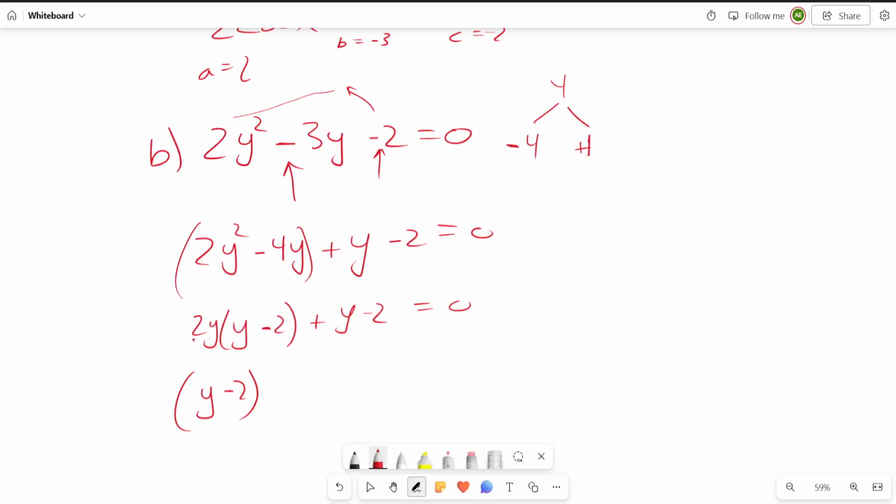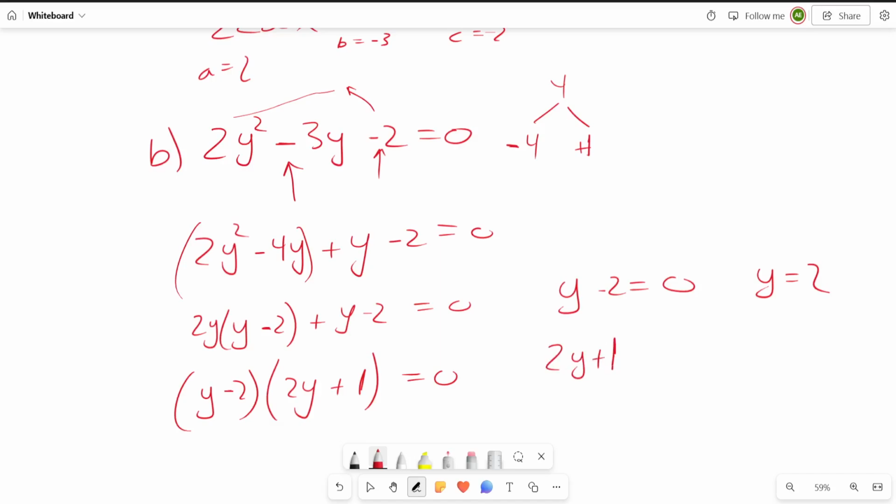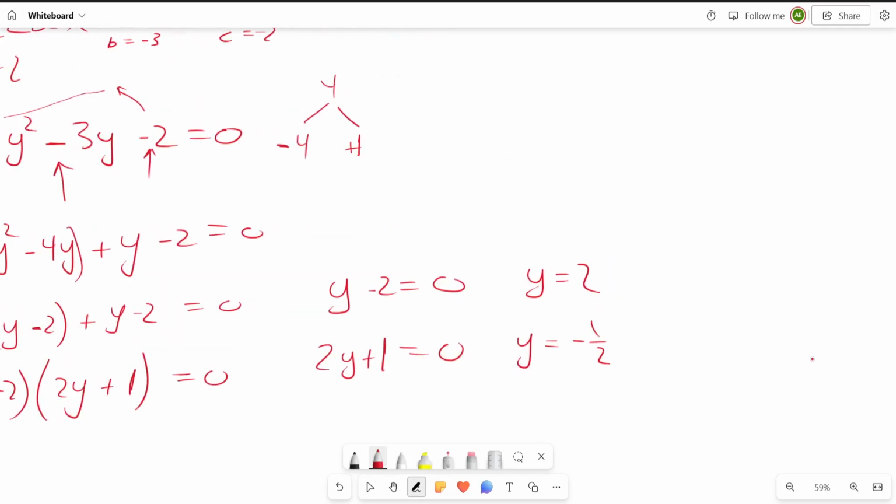So y minus 2 taken out of this first term, it will leave me with a 2y. And then y minus 2 taken out of this, which is basically y minus 2 divide y minus 2 is basically a 1, equals 0. So I will know that y minus 2 equals 0. So y equals 2 as my first solution. And 2y plus 1 equals 0. So y equals negative half as my second solution.